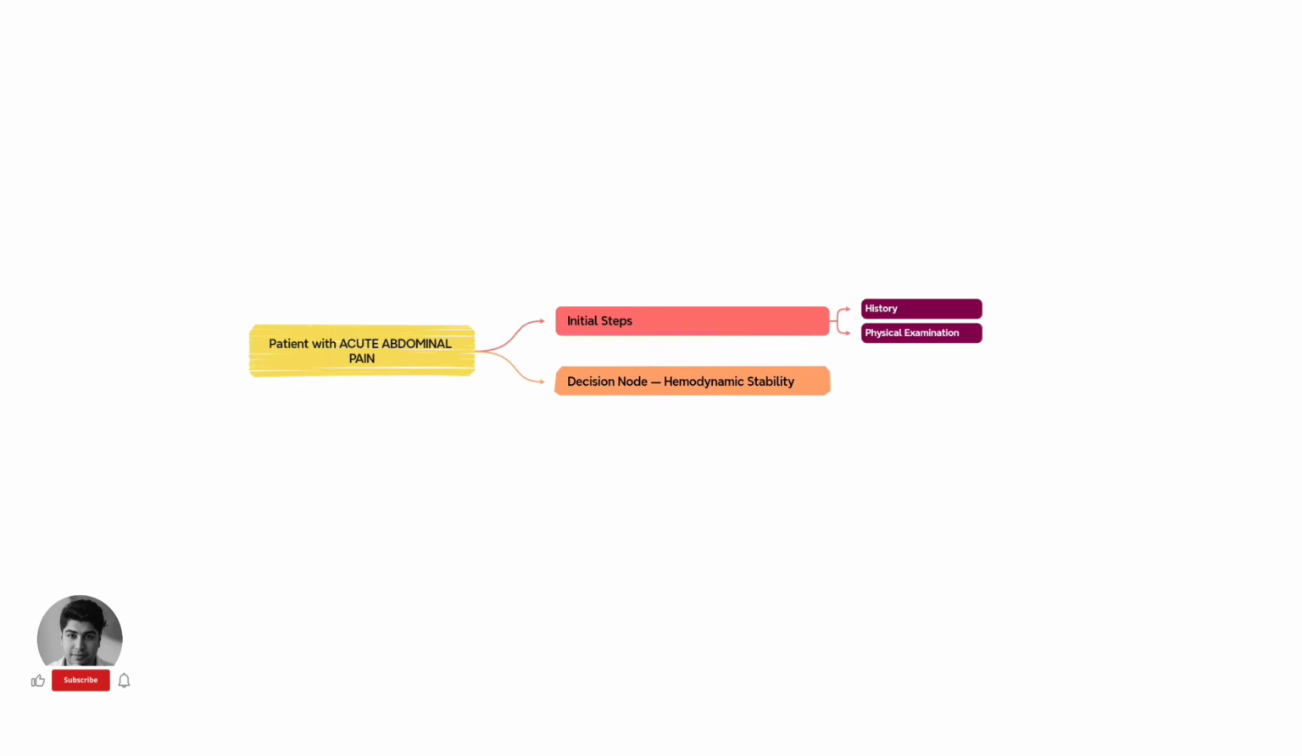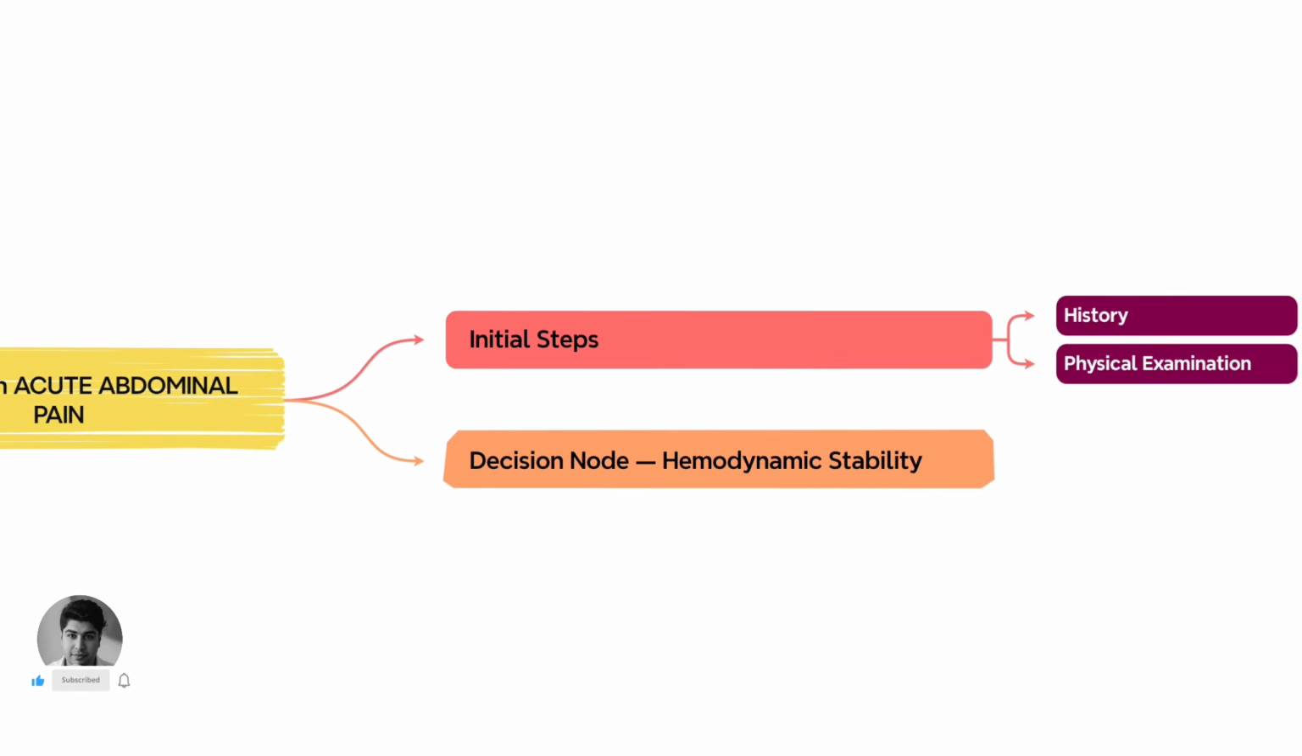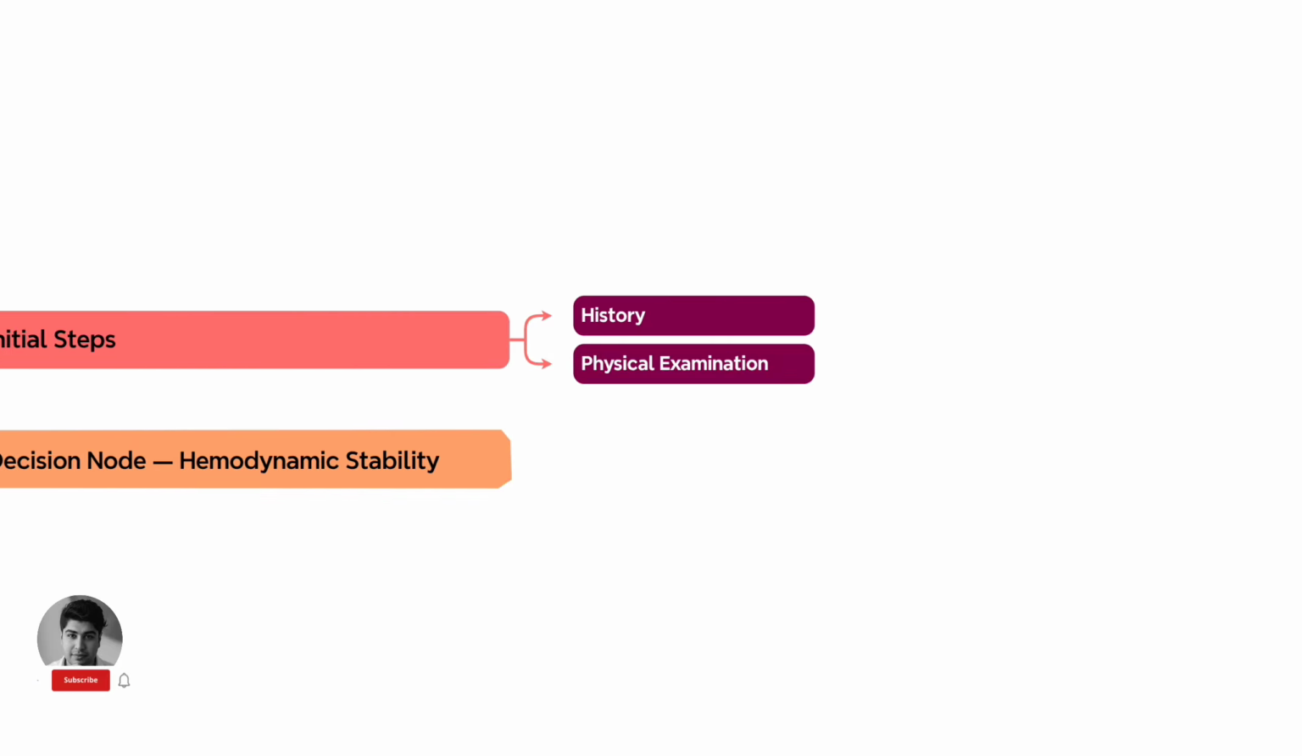First node. Initial steps. History. History in acute pain is pattern recognition. Ask about onset, location, character, radiation, and progression. Here's the classic rule you must engrave into your reflexes. Pain before vomiting suggests a surgical process. Vomiting before pain leans toward medical. Ask about fever, urinary symptoms, bowel habits, anticoagulants, immunosuppression, and recent surgery. Every one of these shapes your differential.